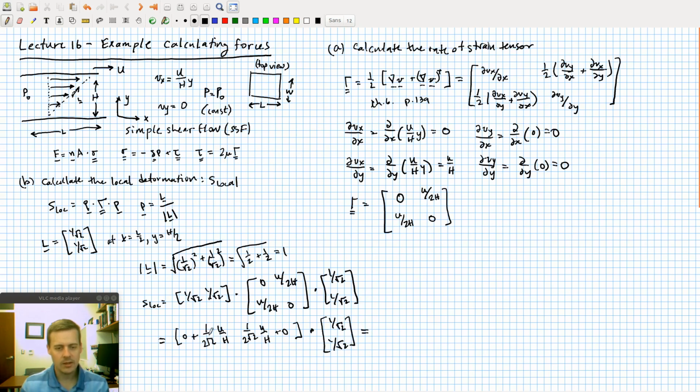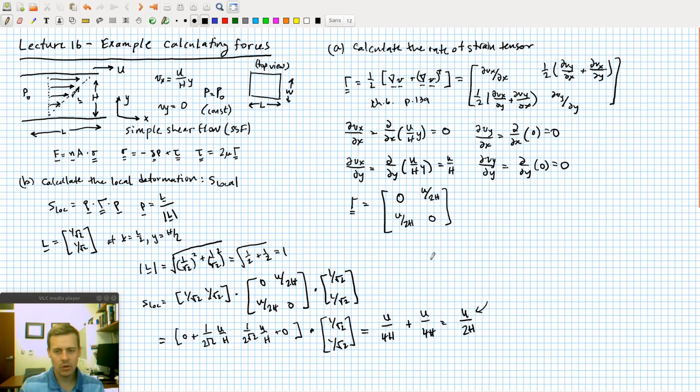So I can do that. So this is 1 over 2 root 2 u over h multiplied by 1 over root 2. Well, 1 over root 2 times 1 over root 2 is 1 over 2. 1 over 2 times 1 over 2 is 1 over 4. So I have u over 4h plus, and then this is going to be the same thing, u over 4h, and that will give me u over 2h. So this tells me that the local rate of strain at that angle is u over 2h.